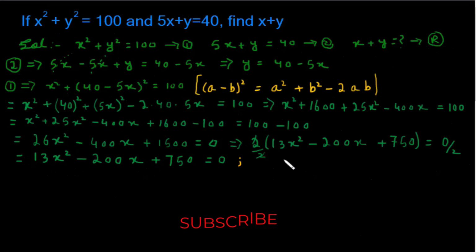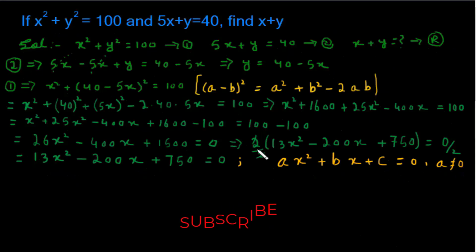It has a form of ax² + bx + c = 0, and a is not equal to 0. This is the standard equation of a quadratic equation. Now I can say that a is the coefficient of x², b is the coefficient of x, and c is a constant. So by comparing these coefficients, we came to know that a is equal to 13, b is equal to -200, and c is equal to 750.